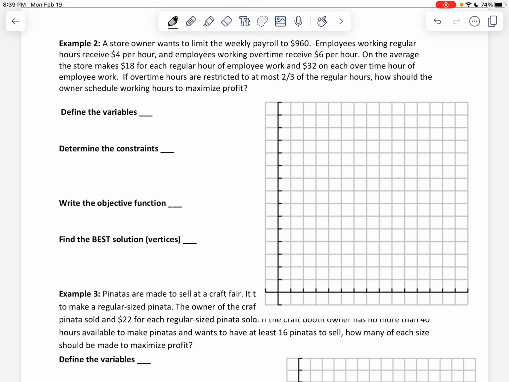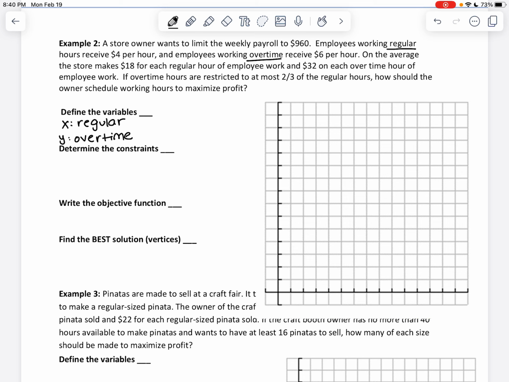So we're going to start first by defining the two variables that we are comparing in this problem. What I noticed is we're talking about the weekly payroll at a job where employees work both regular hours and overtime hours. So those are going to be our two variables. We'll say that x can be the regular hours and y can be overtime. And now we're going to go ahead and write our constraints.